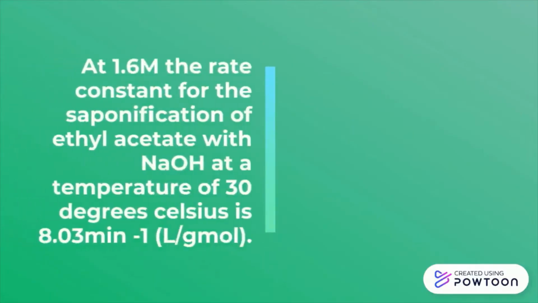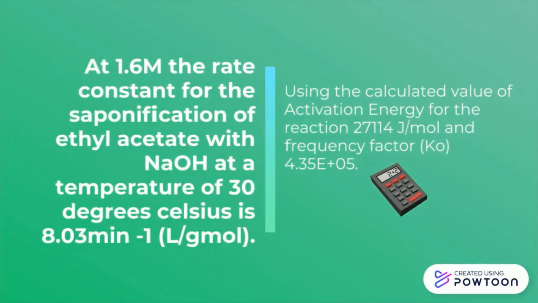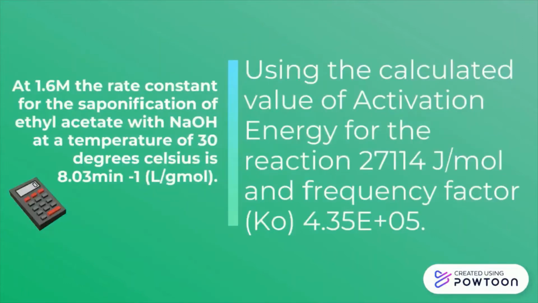At 1.6 M, the rate constant for the saponification of ethyl acetate with NaOH, at a temperature of 30 degrees Celsius, is 8.03. Using the calculated value of activation energy for the reaction, 27,114 J per mole, and frequency factor Ko, 4.35 times 10 raised to 5.